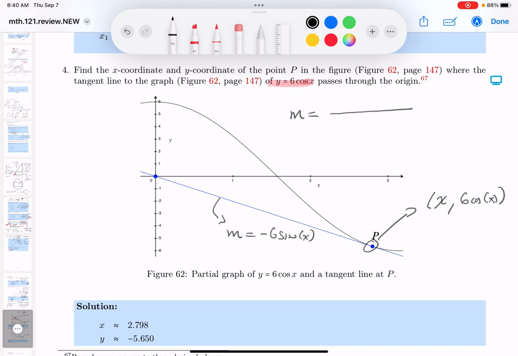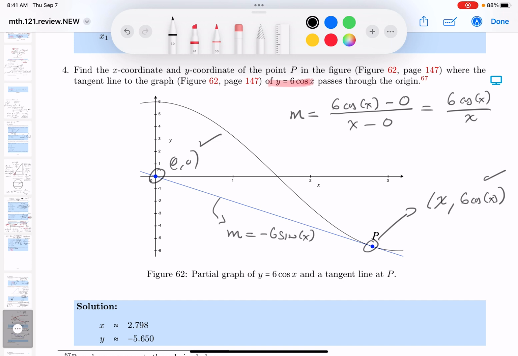Well, if you look at it, again, you may want to read that. It says, find the x-coordinate and y-coordinate of the point P in the figure where the tangent line to the graph passes through the origin. So this point over here is 0, 0. I'm going to write the slope down. This point, that point. So 6 cosine of x minus 0 over x minus 0. What do you get there? 6 cosine of x over x.